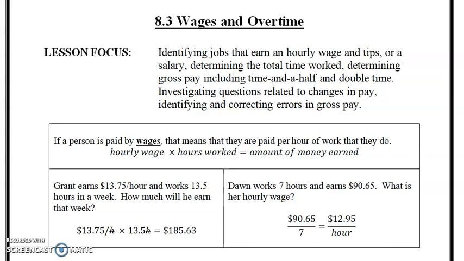If a person is paid by wages, that means that they're paid per hour of work they do. So your hourly wage multiplied by the hours worked gives you the amount of money you earned. And this is actually called gross pay. We're going to learn a little bit more later on. So Grant earns $13.75 per hour and works 13.5 hours in a week. How much will he earn?